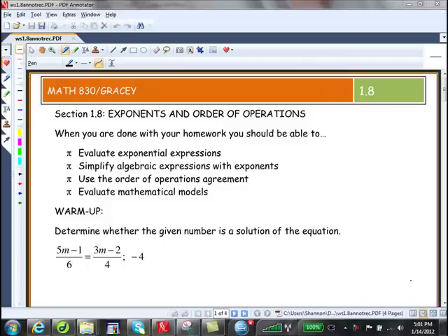Hi there! We are on our last section of Chapter 1. We will be discussing exponents and order of operations. So our goals today will be to evaluate exponential expressions, simplify algebraic expressions with exponents, use the order of operations agreement, and evaluate mathematical models.